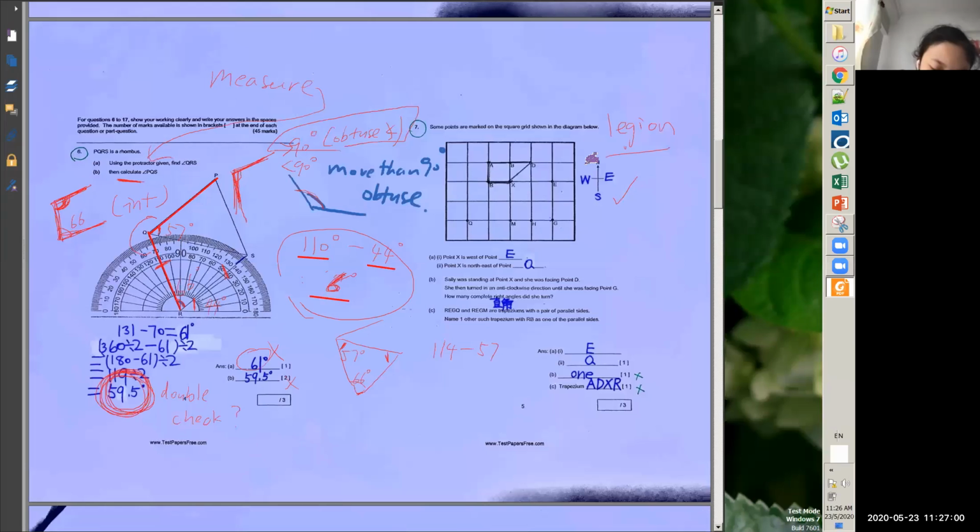It's called a legend. So this is your legend. Now, point X is west of point what? So X is here, right? And west, so it has to be point E. Now, point X is northeast. Where's northeast? Somewhere here, right? So this is northeast, so point X is northeast. So it should be Q, right? Northeast. Okay, you're right.